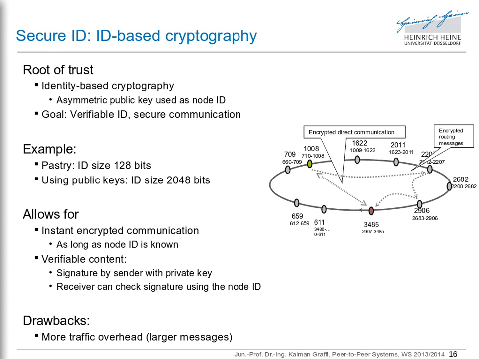Here we also have some drawbacks. First of all, we have more traffic overhead as we have larger messages because of the encryption. Also, we have a calculation overhead as every message is encrypted and signed, which is not very performant. But nowadays, it's not a big deal because computational power gets better.